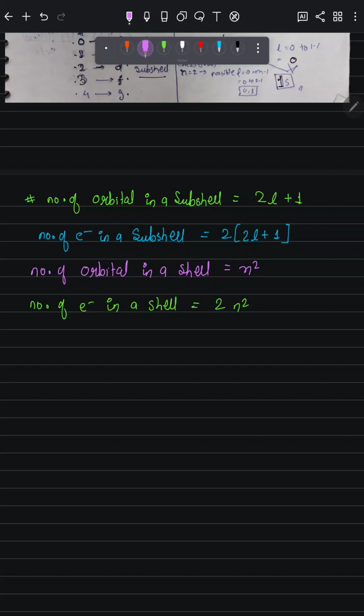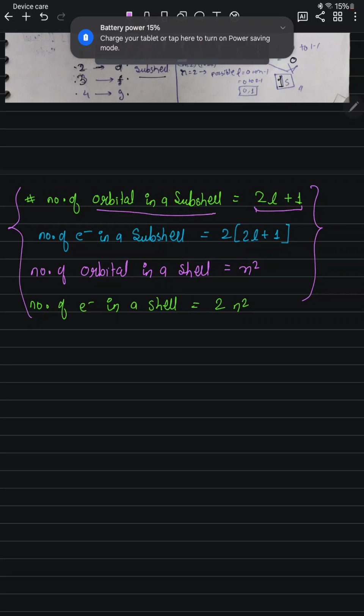These are some important formulas which help us to determine quantum numbers. If we want to know the number of orbitals in a subshell, it is equal to 2L plus 1. If you multiply that value by 2, we get the number of electrons in a subshell. The number of orbitals in a shell is equal to n square. The number of electrons in a shell is equal to 2 into n square. So these are some formulas which are used.